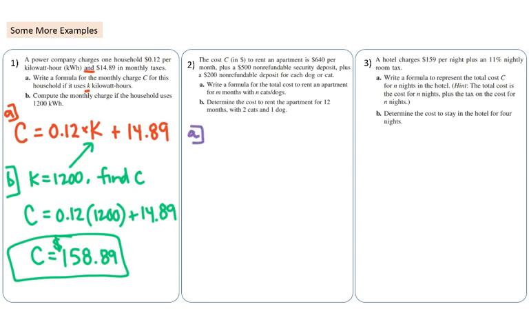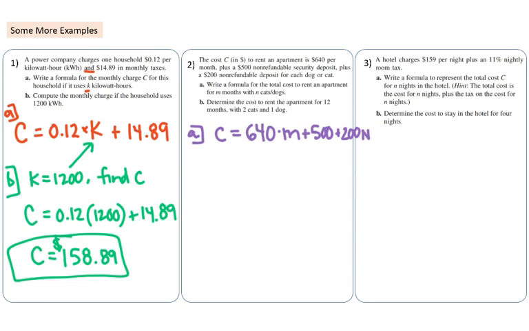Looks a little bit more complicated. So we have the cost to rent an apartment. So we're going to have the cost equals, it's $640 per month, so that's going to be $640 times the number of months, plus a $500 deposit, so that's just one time, plus $200 for each dog or cat. So we'll say it's plus 200 times the number of dogs or cats. That looks like the equation.